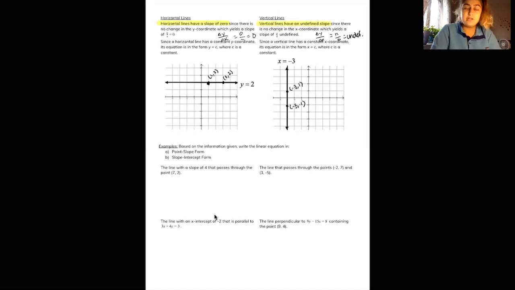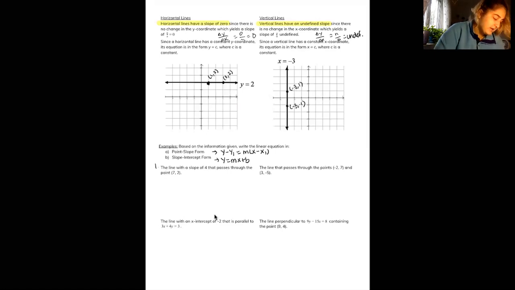So now we're going to go through and do these examples in your notes. We are going to write the equation in point slope form and slope intercept form. For some of them, it might be easier to do one way over the other. We are going to do our best with the space we are given. For point slope form, it's y minus y1 equals m times x minus x1, and then y equals mx plus b.